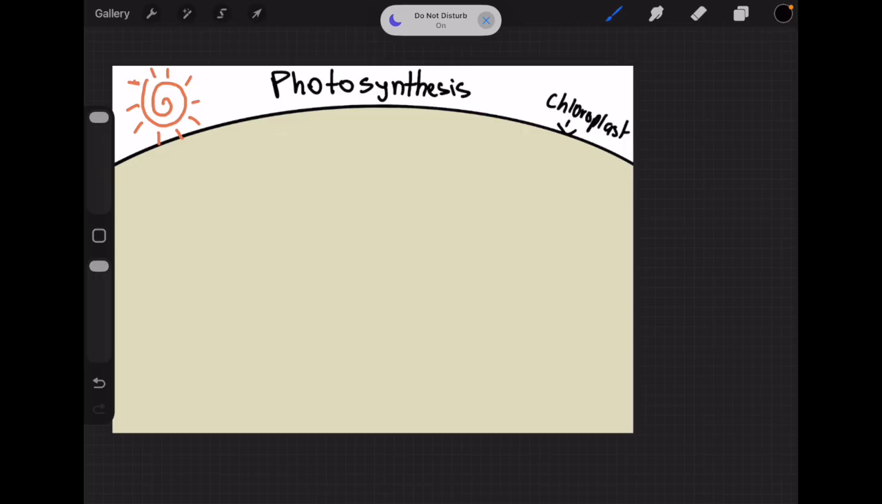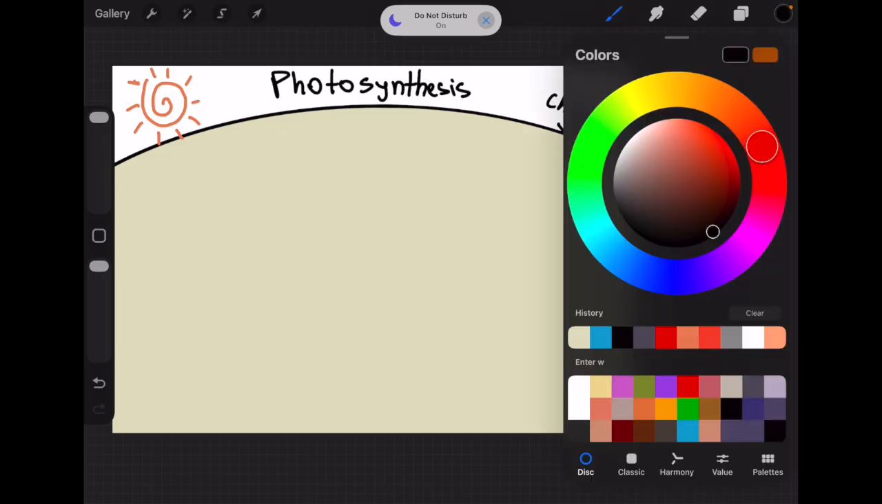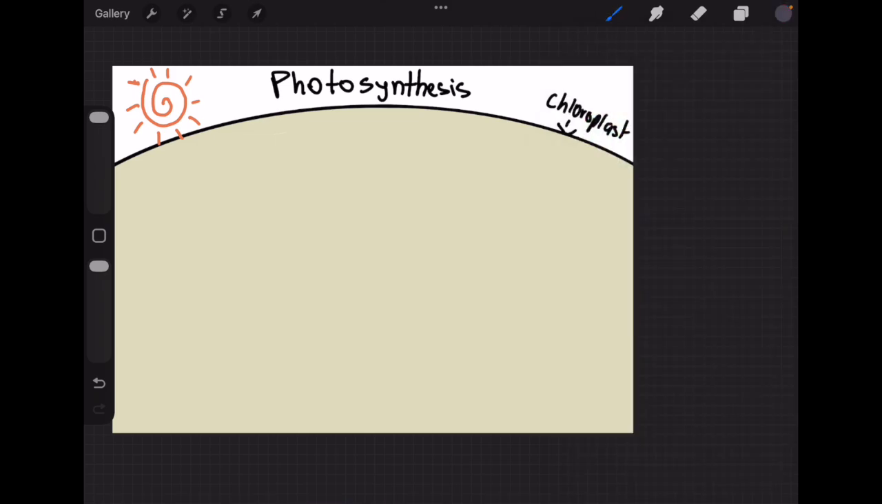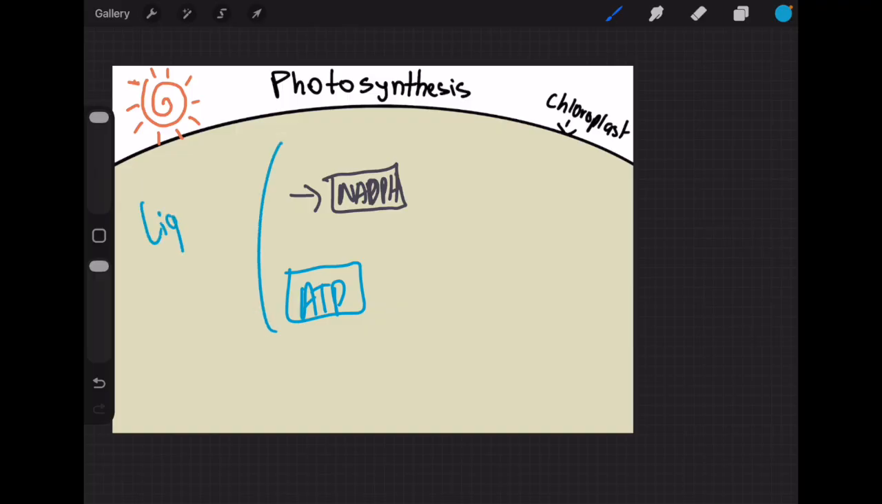Okay, so now that we have our NADPH, and we have our ATP that we got from the light dependent reactions, we're going to use those, and we're going to go to the Calvin cycle.